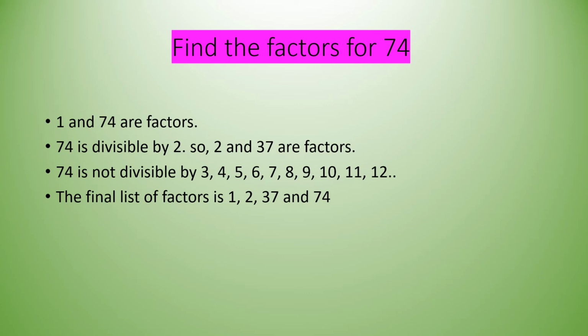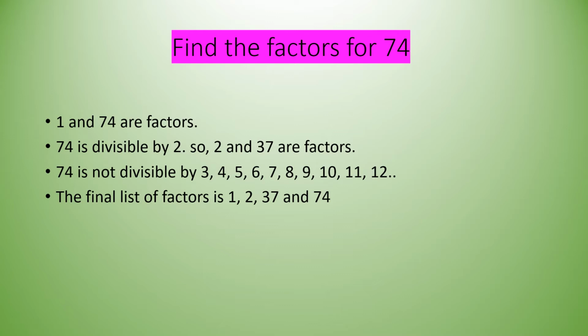The number is 74. We need to know the various divisibility rules. Okay, we start with 1. 1 divides 74. 1 times 74 is 74. So 1 and 74 automatically become factors.